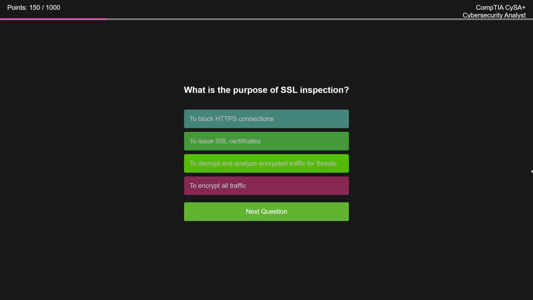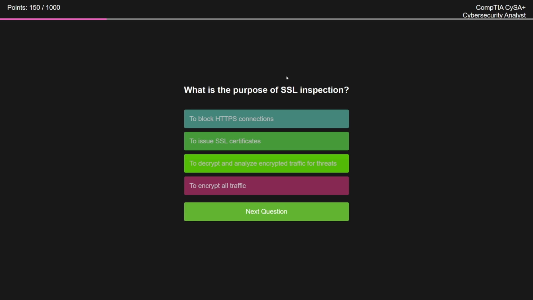To be able to inspect SSL, since SSL is encrypted, you're going to have to decrypt it and analyze the encrypted traffic for threats. If you didn't know that one, you're definitely not ready to take the CySA Plus, right? Or we have to issue SSL certificates to encrypt all traffic. SSL is sometimes used to encrypt traffic, now being replaced by TLS, the newer protocols.